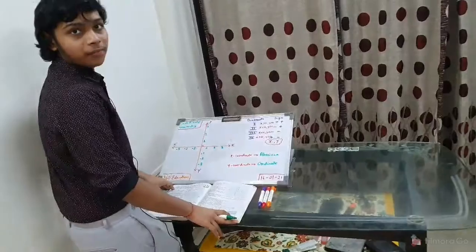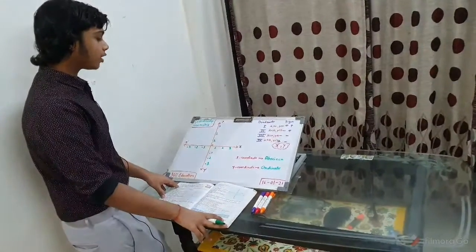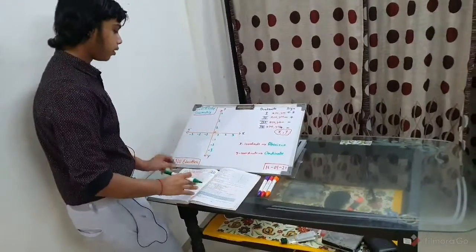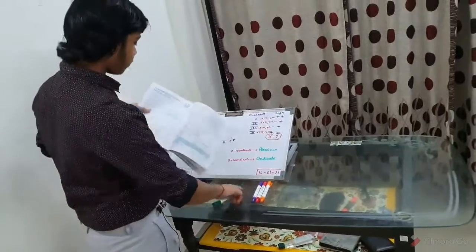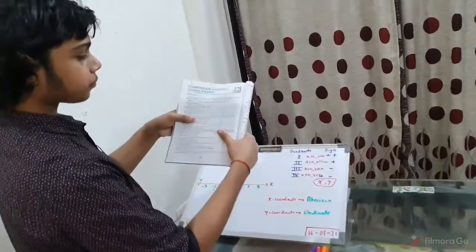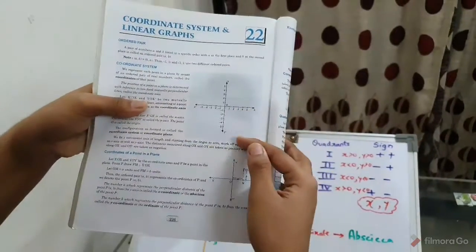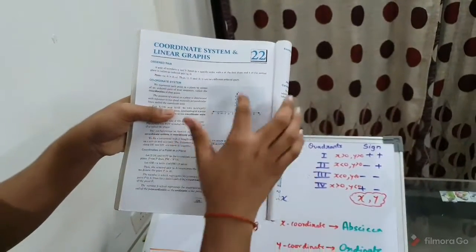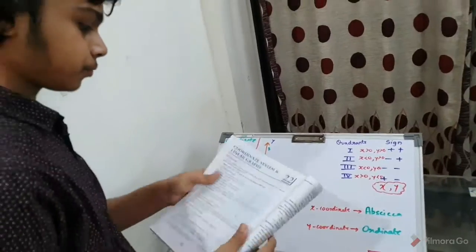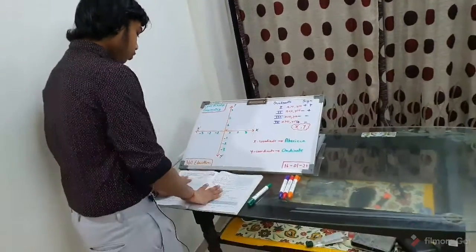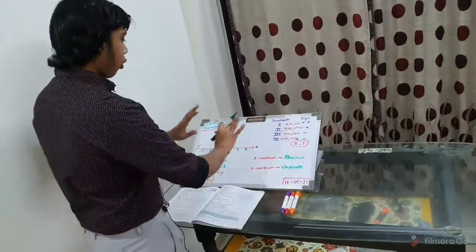You all have seen graph paper in school, so now we will understand the use of graph paper. On graph paper, as you can see in this picture, first we will have to draw a coordinate system, that is the x-axis and the y-axis. So let's understand what are the coordinates.